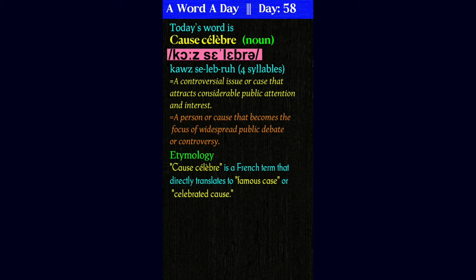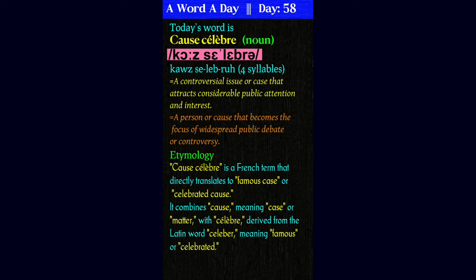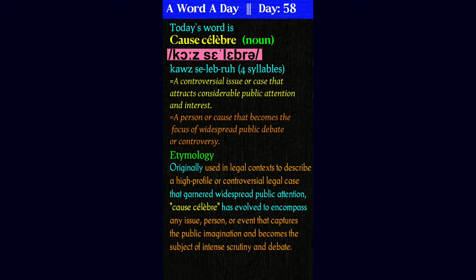Etymology. Cause célèbre is a French term that directly translates to famous cause or celebrated cause. It combines cause, meaning case or matter, with célèbre, derived from the Latin word célébere, meaning famous or celebrated. Originally used in legal context to describe a high-profile or controversial legal case that garnered widespread public attention, cause célèbre has evolved to encompass any issue, person, or event that captures the public imagination and becomes the subject of intense scrutiny and debate.